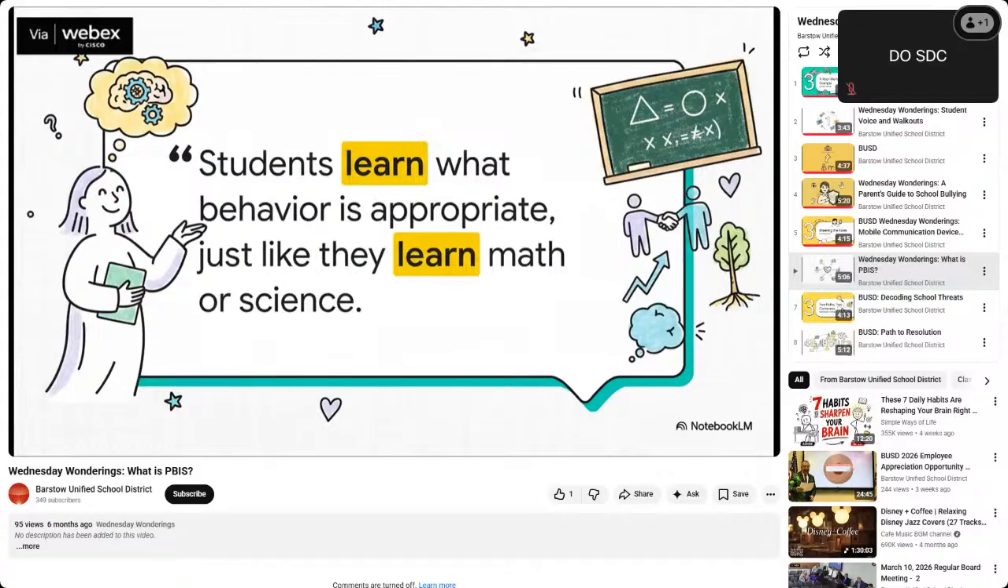And this right here, this is the absolute core idea that makes PBIS tick. It looks at behavior as a skill that you can actually teach. I mean, think about it. You wouldn't throw a kid into an algebra class and just expect them to get it without teaching them first, right? PBIS says we should treat social skills exactly the same way.